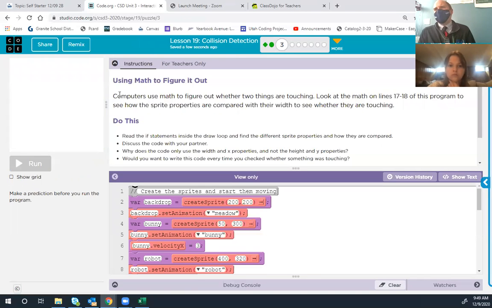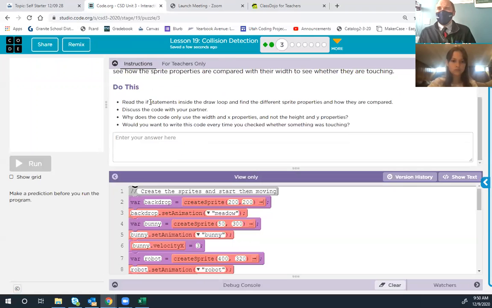Computers use math to figure out whether two things are touching. Look at the math on lines 17 through 18 of this program to see how the sprite properties are compared with their width to see whether they are touching. You're going to read the if statements inside the draw loop and find the different sprite properties and how they're compared. Discuss the code with your partner. Why does the code only use the width and x properties, not the height and y properties? Would you want to write this code every time you checked whether something was touching?